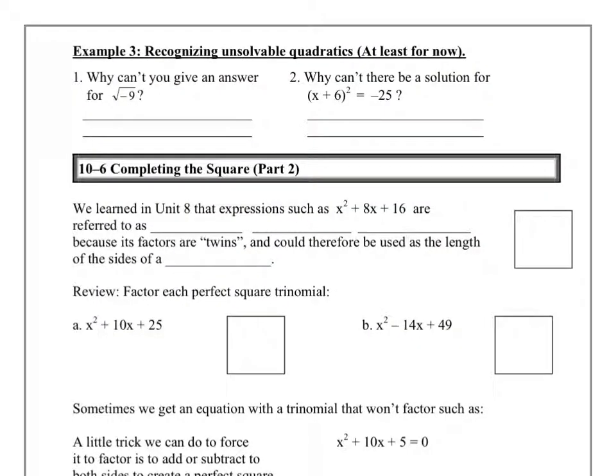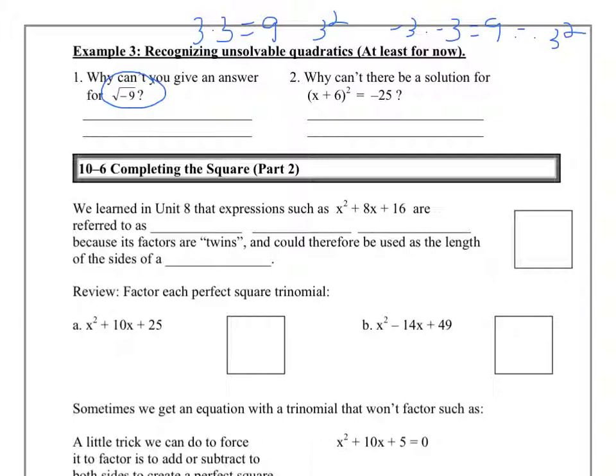At the top of the page we have example 3, where we want to recognize unsolvable quadratics. Here are just some of them that we're going to start off with. You can never have the square root of a negative number. There are no numbers that when you square them equal negative 9. For example, just to show you, 3 times 3 would equal 9. This is 3 squared. If I did negative 3 times negative 3, this is 9, which is really negative 3 squared. So you can never get a square of a negative number.